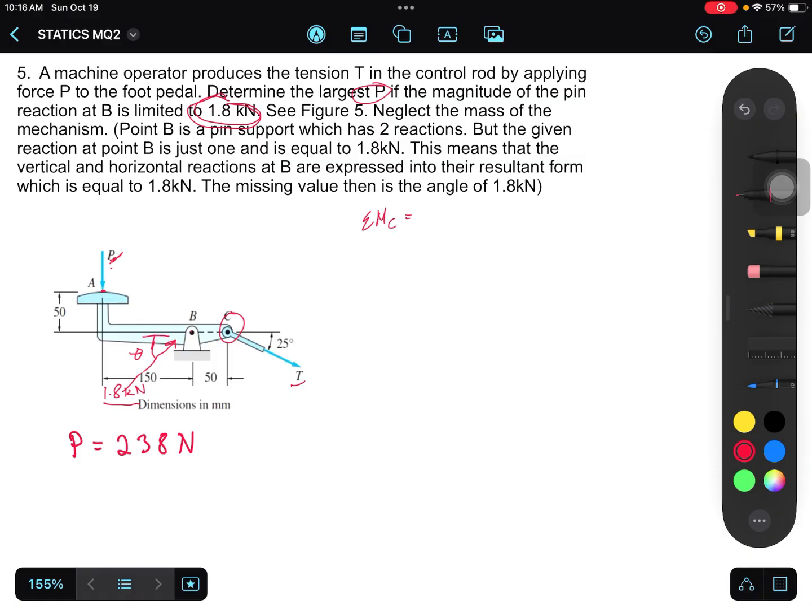Summation of moments sa point C equal to 0. Umpisahan natin sa applied load na P. So, P, ang pivot point natin is C. Kung mag-a-act si P, ang direction ng rotation niya is counterclockwise. So, it is positive. So, that force is P times ano kanyang moment arm, it is 150 plus 50. Ito, 150 plus 50. So, next force is yung resultant, 1.8.